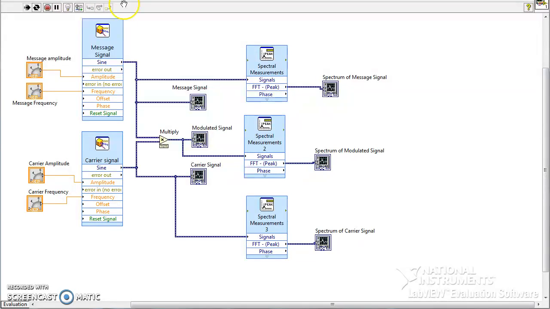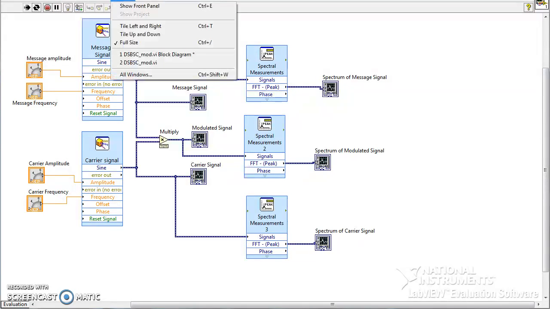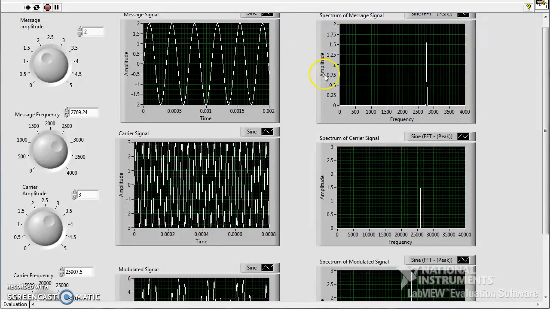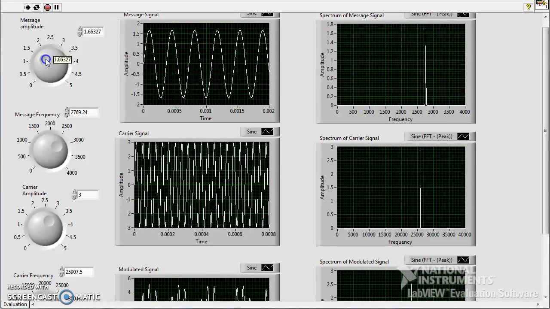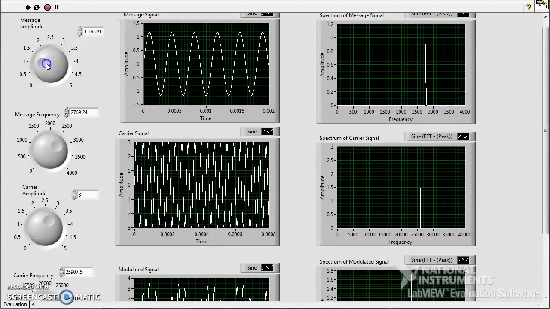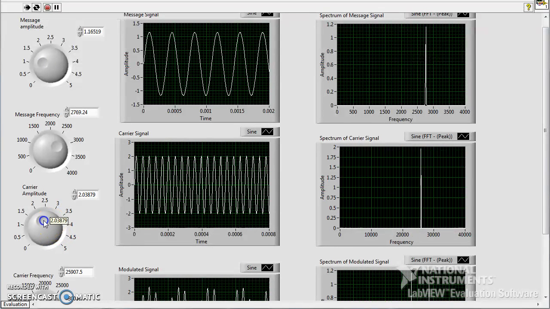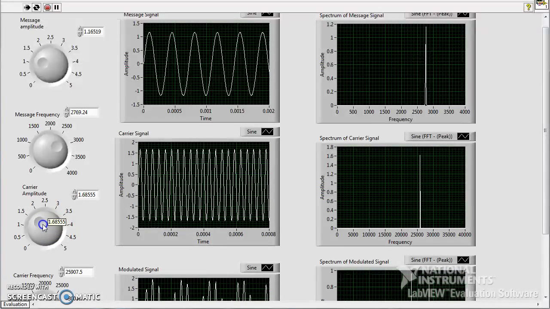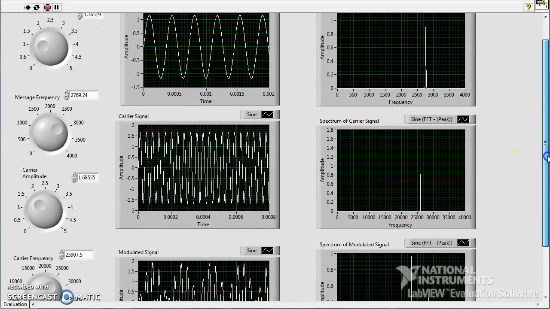Once again, move on to the front panel. Observe the variations of the amplitude with the spectrum also, and just reduce the amplitude of the message signal. Yes, even the amplitude plot over here is being reduced. Similarly, reduce the amplitude of the carrier signal. Yes, similarly, you could see that the amplitude of the carrier signal is also being reduced.